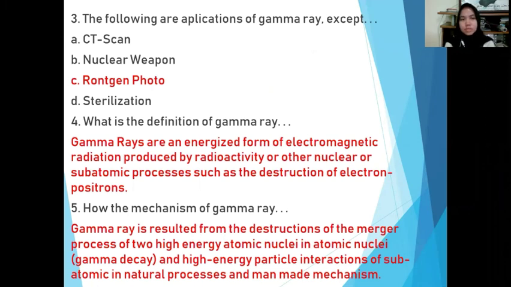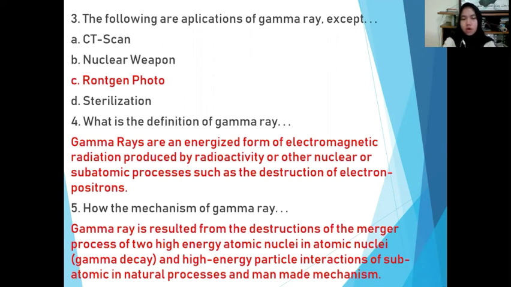Number 3 is, the following are applications of gamma rays, except. The answer is C, rontgen photo. Number 4, what is the definition of gamma ray? The answer is, gamma rays are an energized form of electromagnetic radiation produced by radioactivity or other nuclear or subatomic processes, such as the destruction of electron positrons.